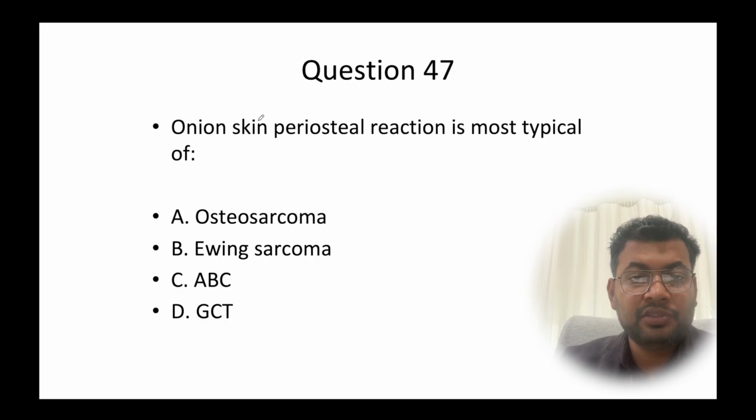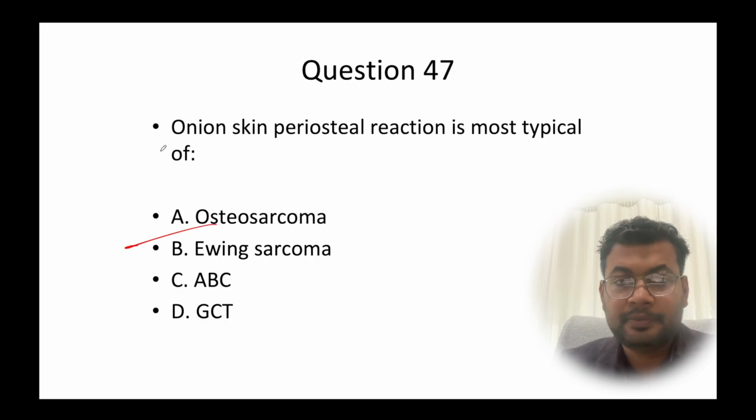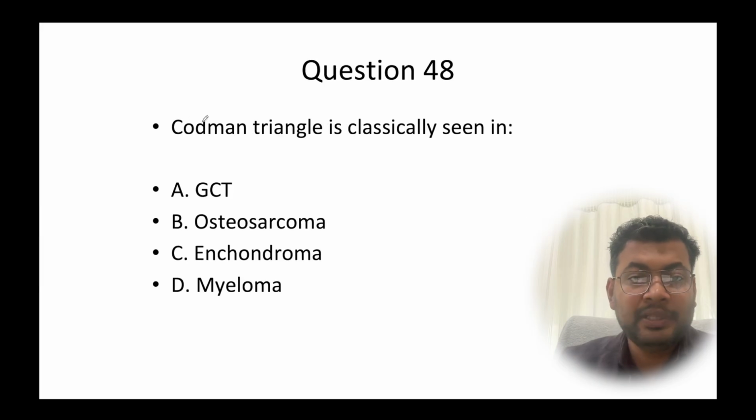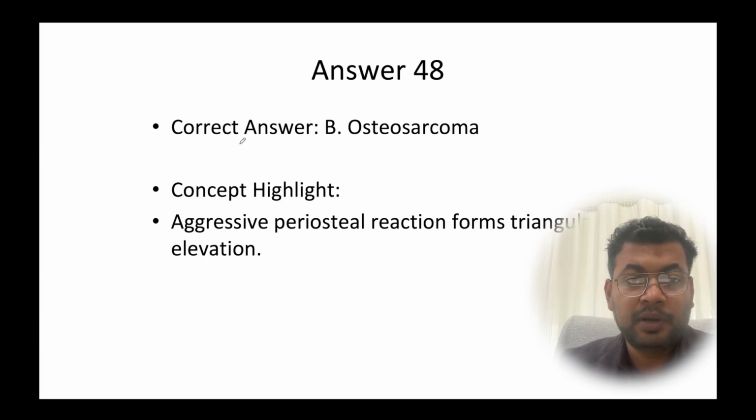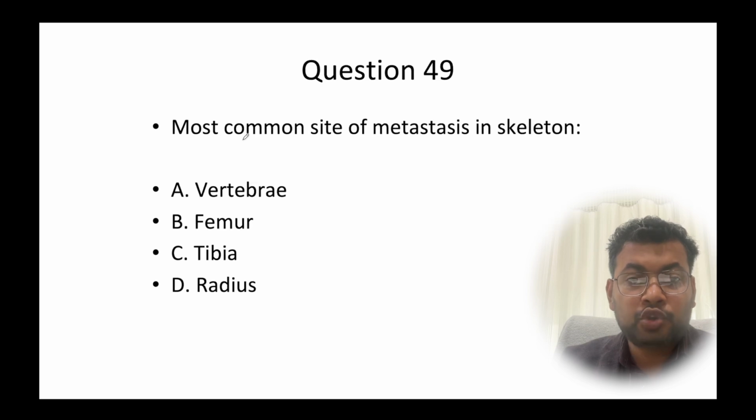Onion skin periosteal reaction is typical of Ewing sarcoma. Codman's triangle is typically seen in malignant tumors, and most commonly in osteosarcoma. Most common site of metastasis in skeleton. Repeat question. A, vertebrae.